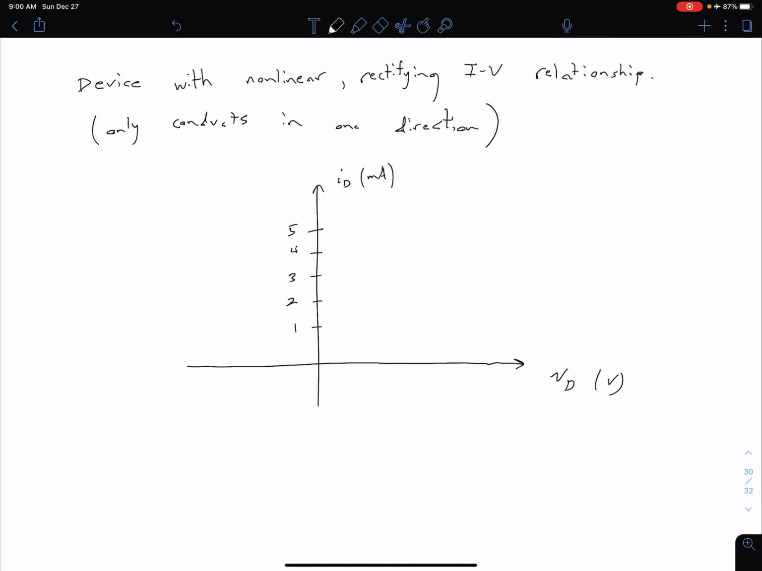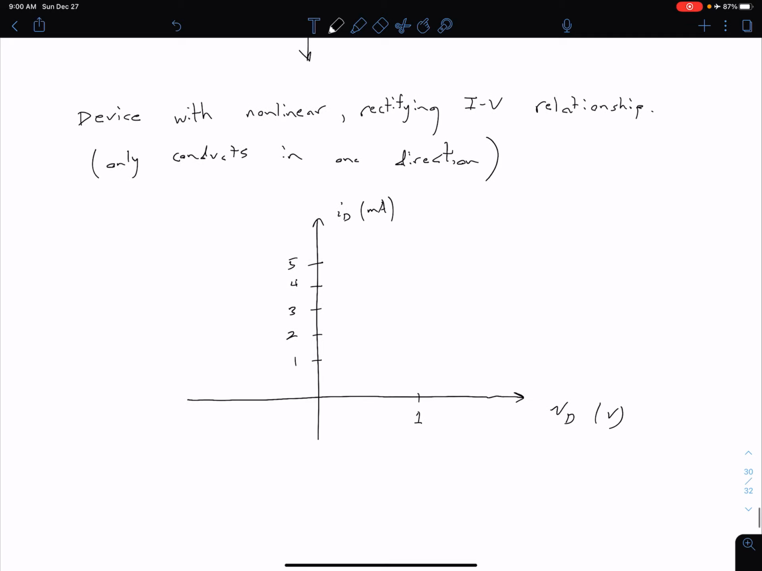For certain applications, of course, we could have much higher current, even in the amperage range. And then, just to get a rough reference, let's say we have 1 volt here for our diode bias. This V sub D is going to be our forward bias case.